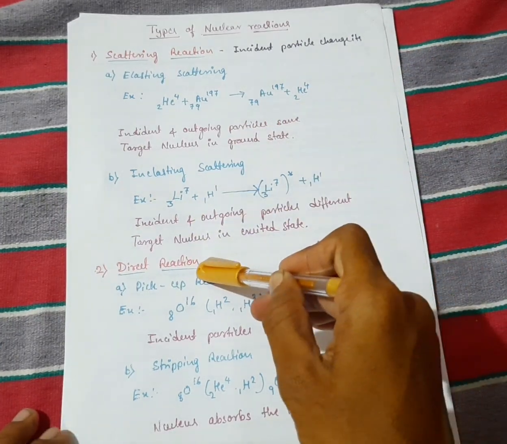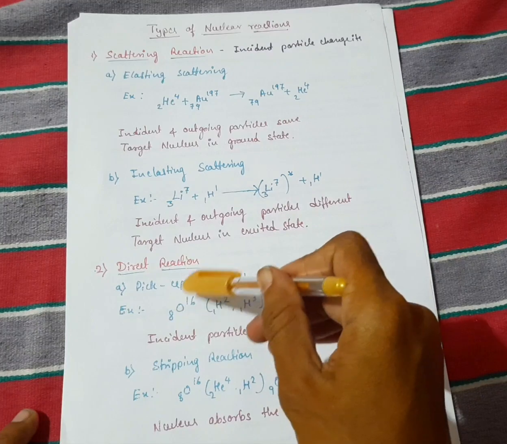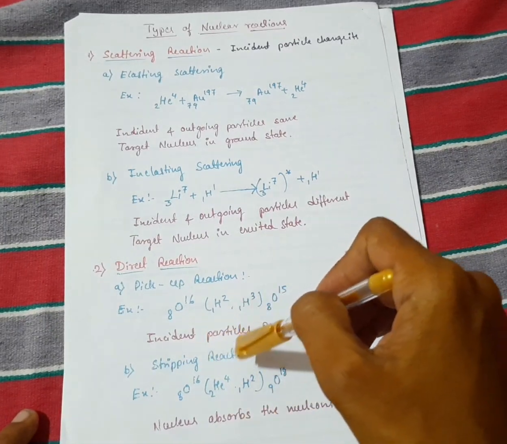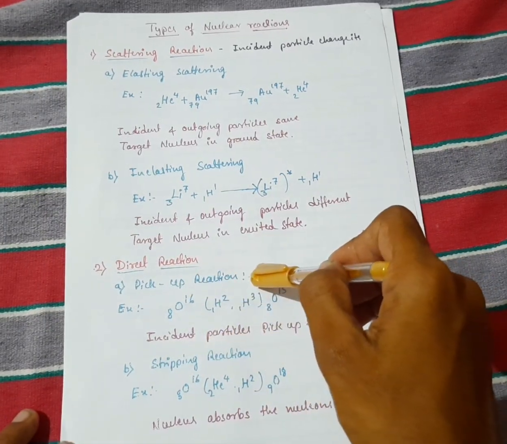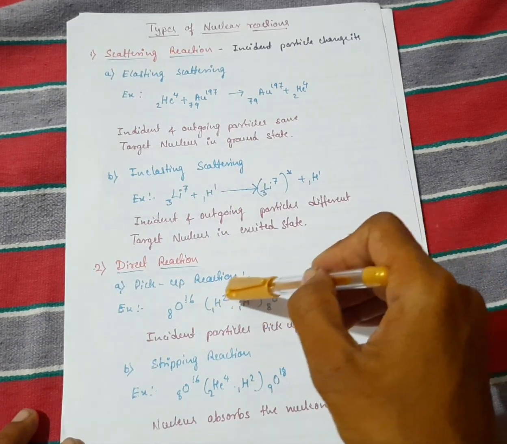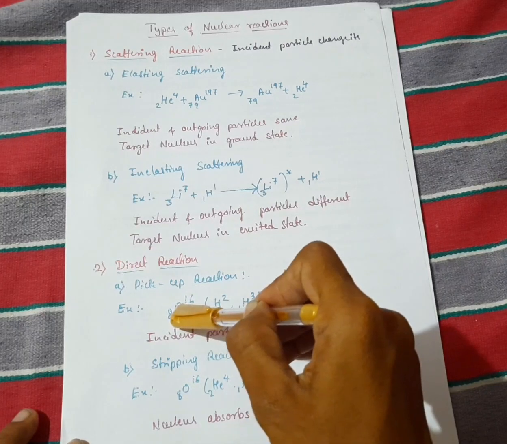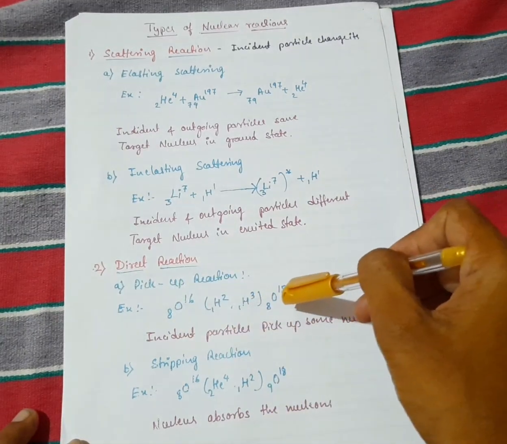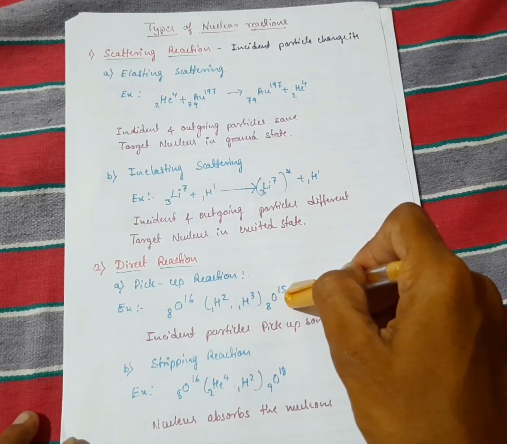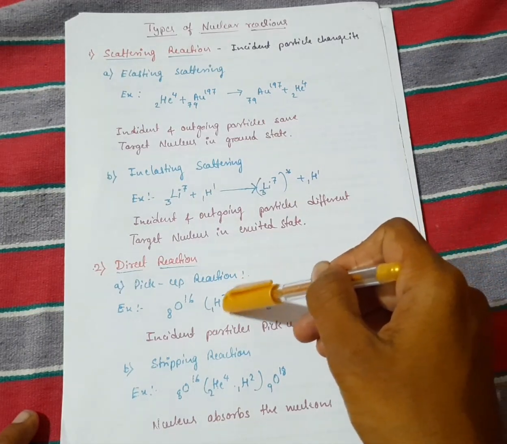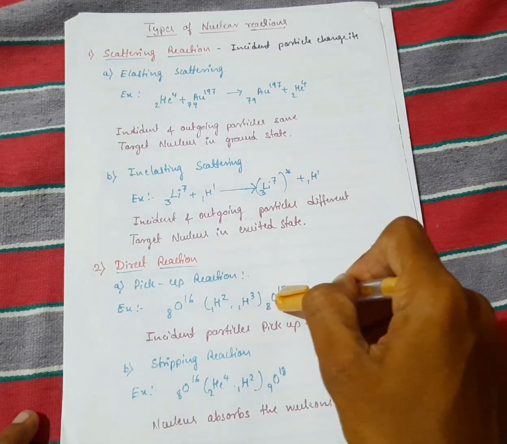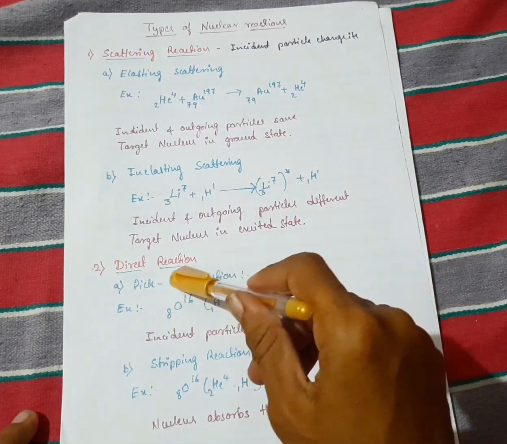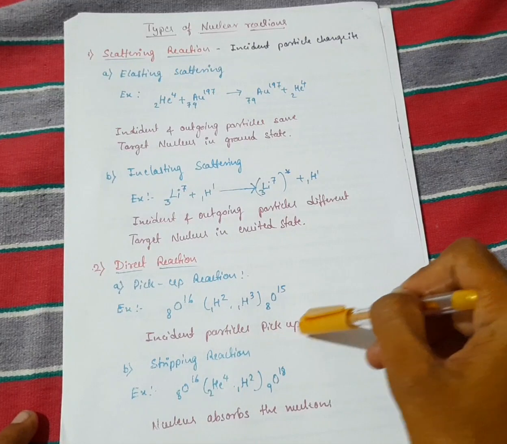So the second kind of reaction is direct reaction. There are two types, pickup reaction and stripping reaction. In a pickup reaction, as the name indicates, when the incident particle hits the target nucleus, it picks up some of the nucleons from the target nucleus. Then the outgoing particle must be a different one. This is an example of this reaction. So here the incident particle picks up some nucleons.